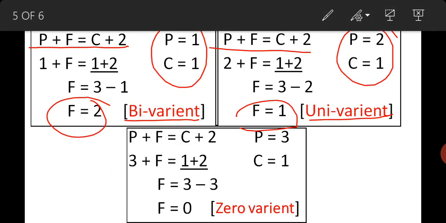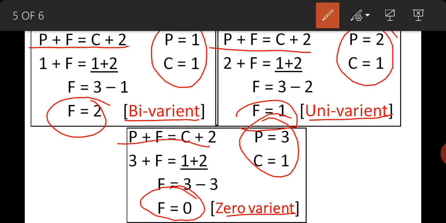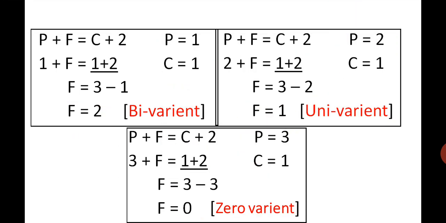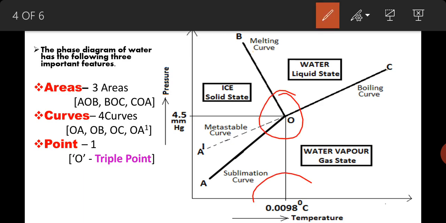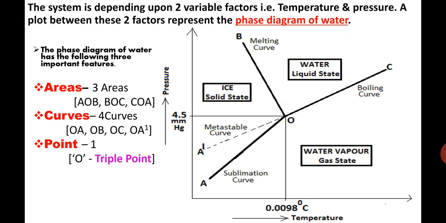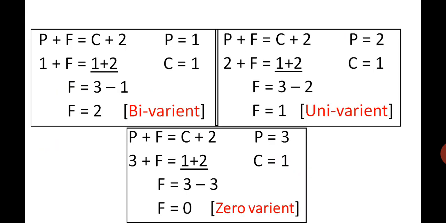Substituting these two values in the phase rule, we get F value equal to 0. This is called zero variant. Here, zero variant means the point does not depend upon any variable, that is temperature and pressure, because here the two values are fixed. If any value is disturbed, at that point any one of the phases will disappear. This is the concept of the water system. I think you understood the concept. Thank you.